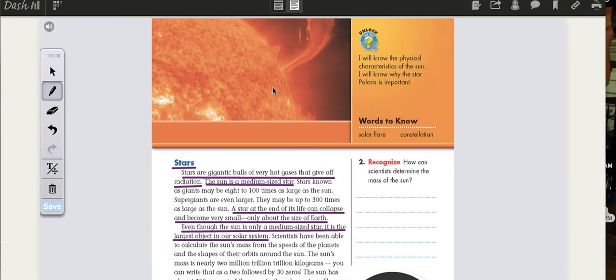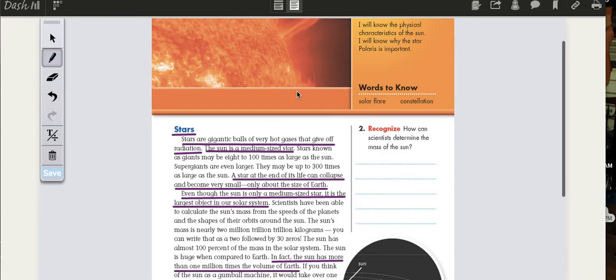Today, we're going to start to talk about stars. So, this is our lesson. We will know the physical characteristics of the stars and mainly the sun, and we will learn about the star Polaris, and we will see why important it is. The important vocabulary words for this whole lesson will be solar flare and constellation.